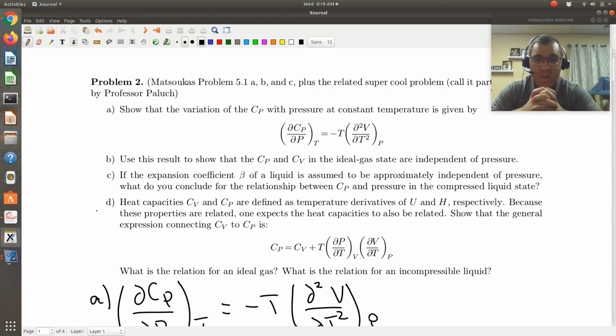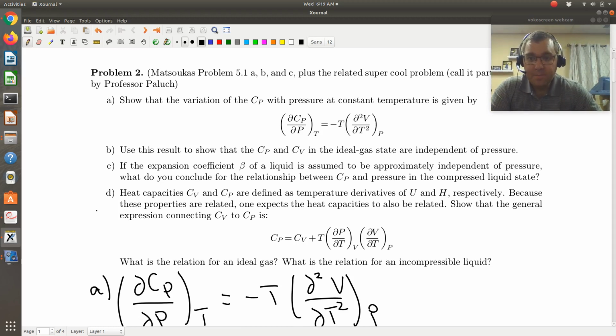Nice. All right, now I said we're going to look at the first part of B. In B, it says use this result to show that Cp and Cv in the ideal gas state are independent of pressure. I'm going to show this for Cp, and then we'll come back to Cv in the next screencast when we look at D. In D, we're going to show the relationship between Cp and Cv, so that it becomes trivial to show.